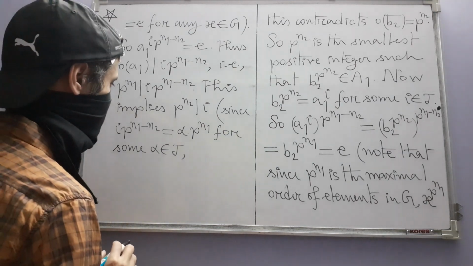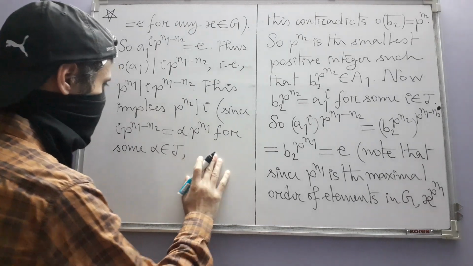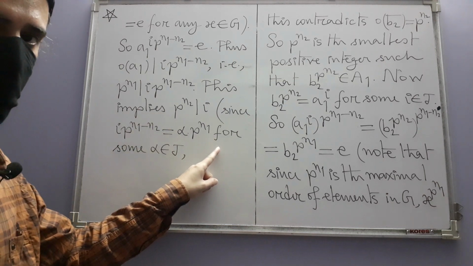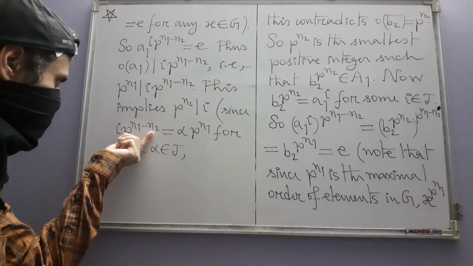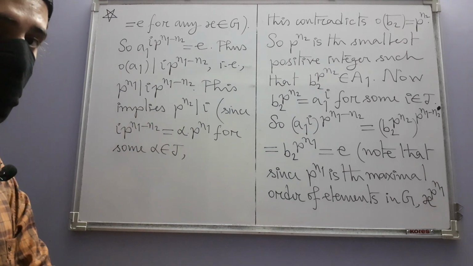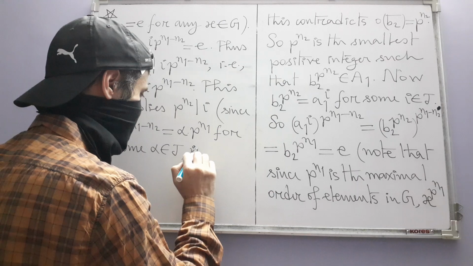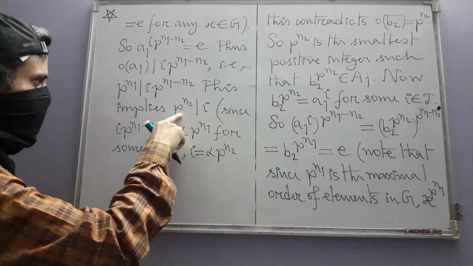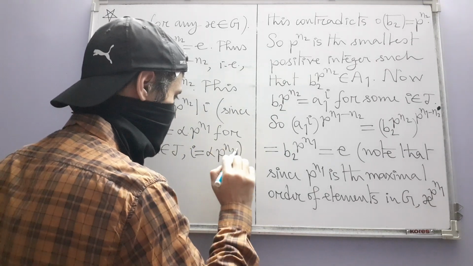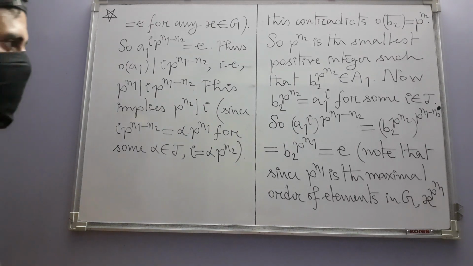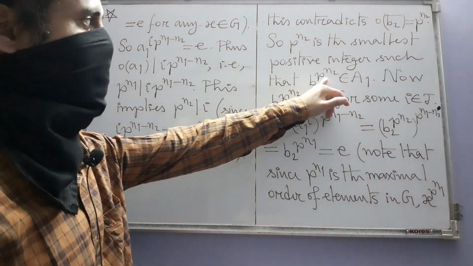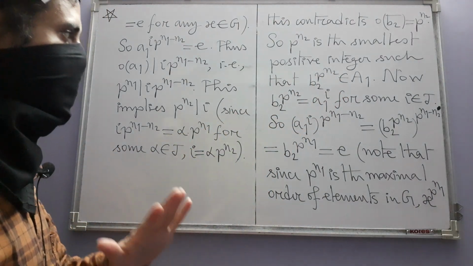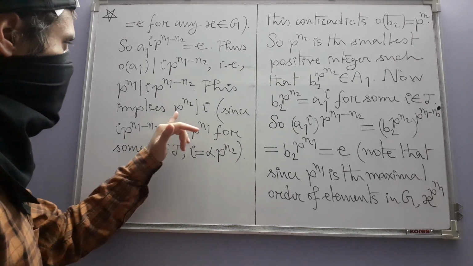Because of this, what you can do is divide on both sides of this equation by p to the power n1 minus n2. When you do that, you will get I is equal to alpha times p to the power n2, and that is why p to the power n2 divides I. Alright. So p to the power n2 is the largest integer for which the corresponding power of b2 belongs to capital A1. But at the same time, we have also got this.